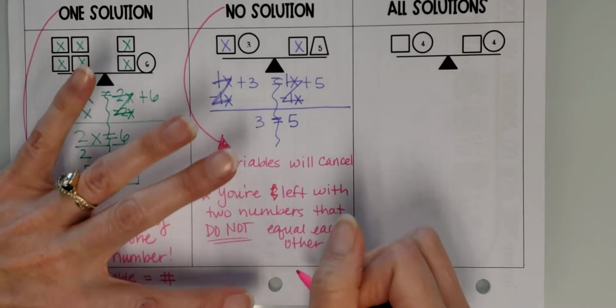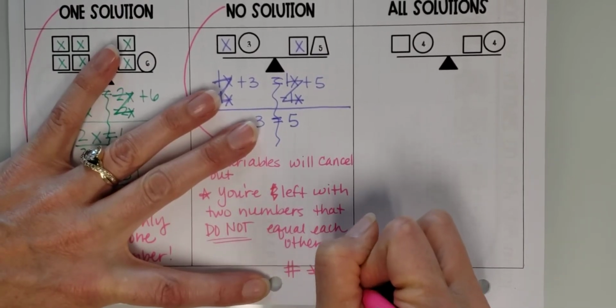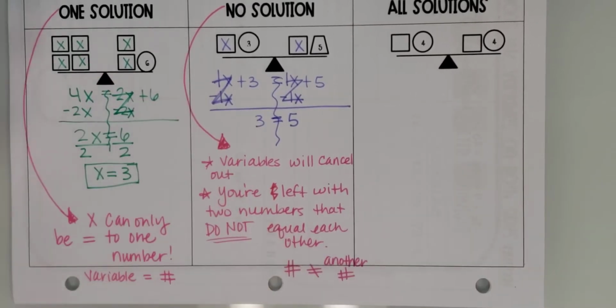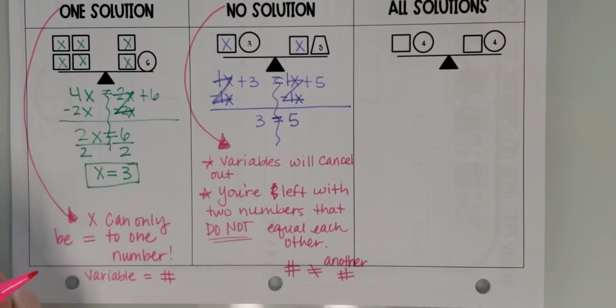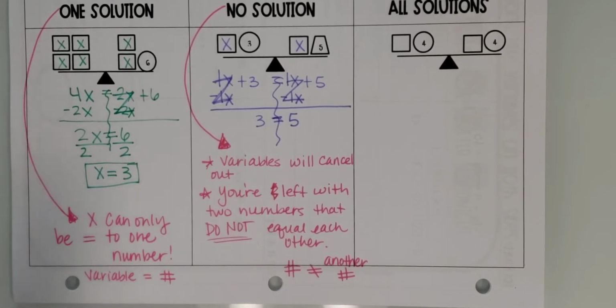Okay? So what it looks like is that there's a number here, there's another, different number here, and they don't actually equal each other. That's what that line through the equal sign means. They don't equal each other.